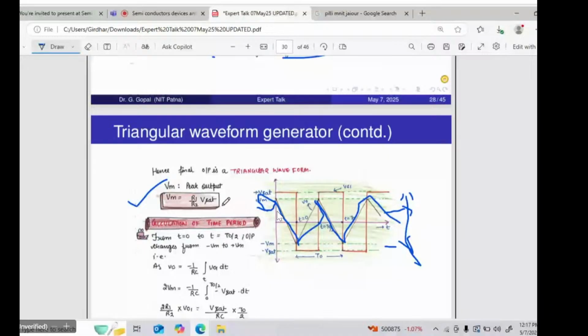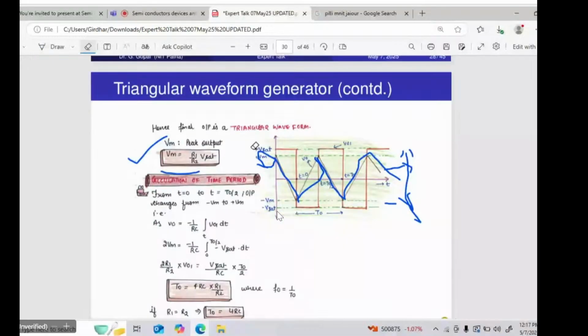If you are generating a triangular waveform or any other waveform, two factors are very important. One is gain and another is frequency. Meaning one is peak voltage and the other is frequency, meaning the time period that is required. So peak voltage is calculated with the help of this relationship. Now come to the time period. Now what is the time period here? For calculating the time period, we have already told you, you have to consider only the expression.